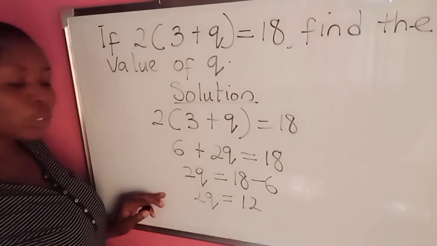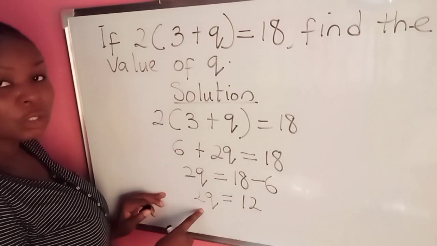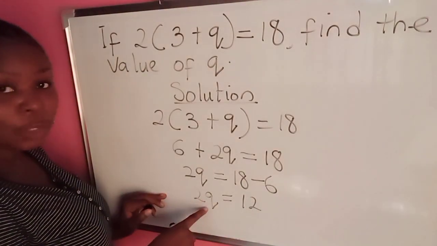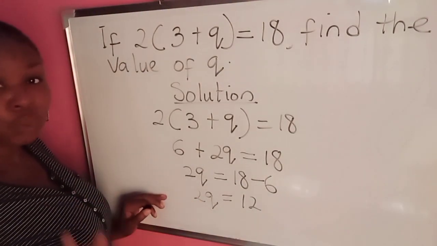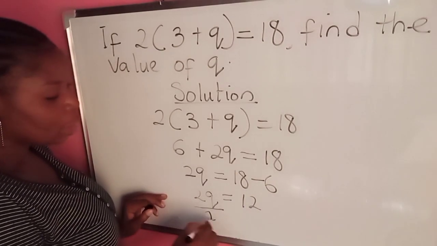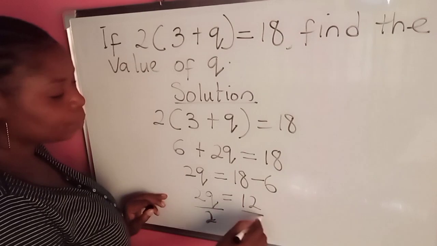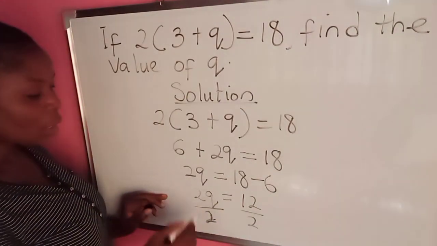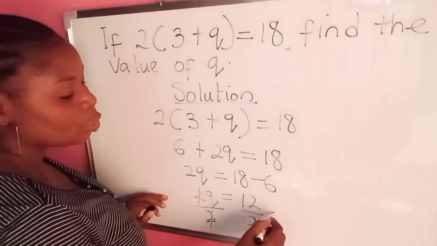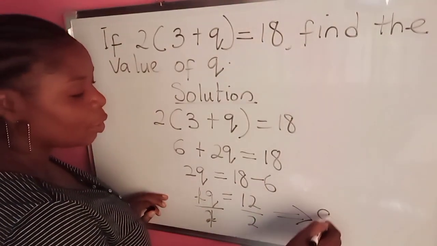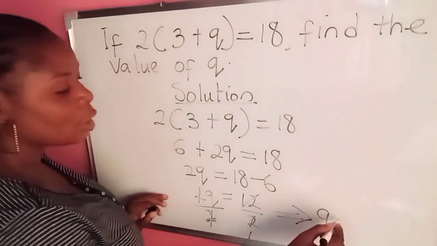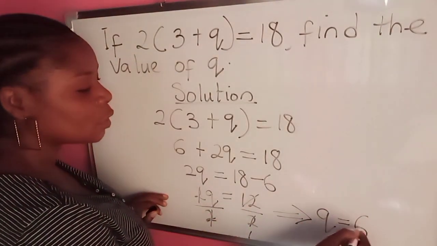The next thing we do is remove the coefficient of q, following the rules. Since 2 is multiplying q, we use a division to remove it. So 2 is going to divide both sides of the equation. This 2 can cancel this 2. You have only q on this side. And 2 here is 1. 12 divided by 2 here is 6. So q is simply 6.